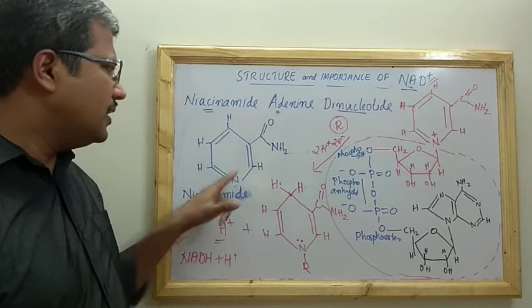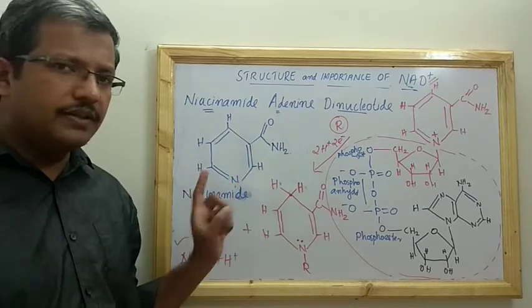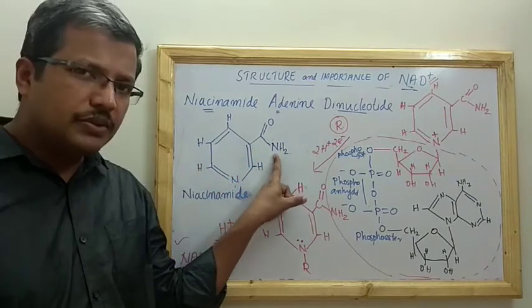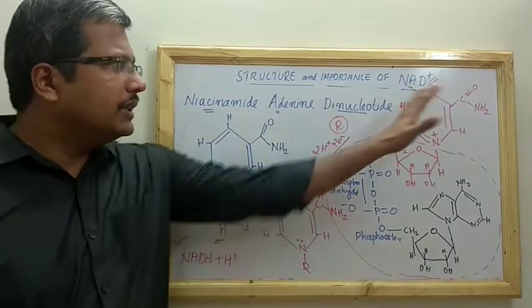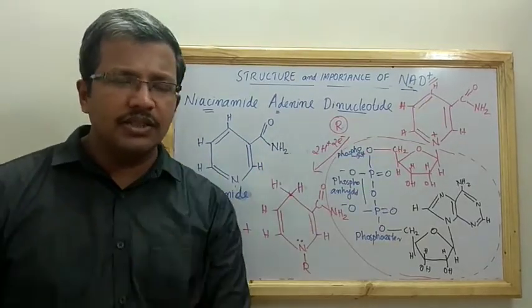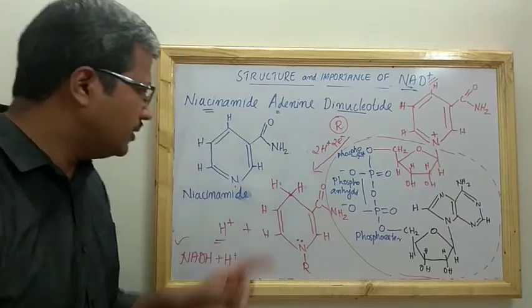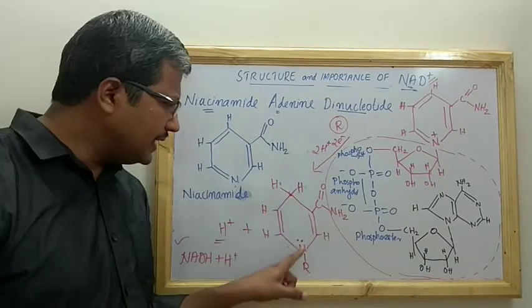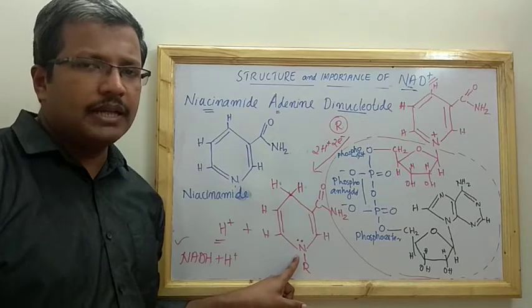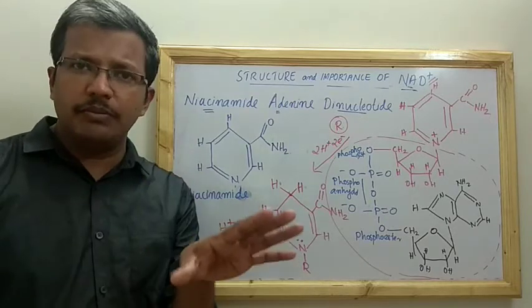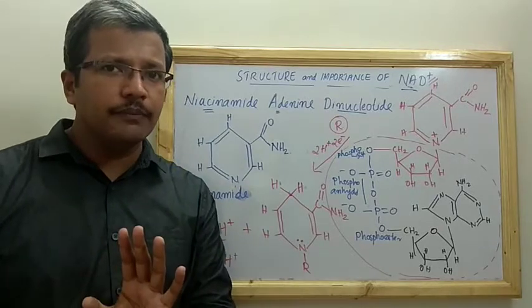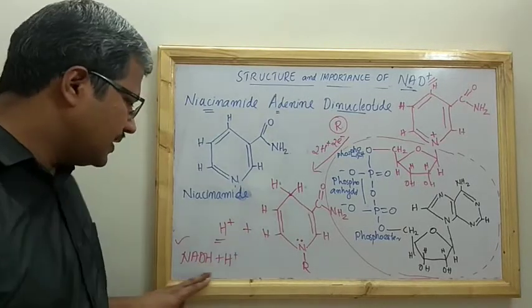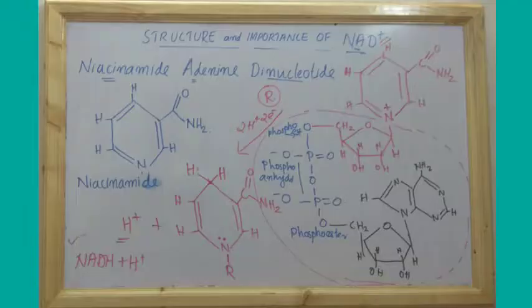Niacinamide is nothing but the amide derivative of niacin. In niacin, here you can find hydrogen. In niacinamide you can find an amino group, and that is linked. The sites of addition of electron and hydrogen are nothing but this particular carbon and this nitrogen. As a result, 2 electrons will be added, 2 protons will not be added, only 1 proton will be added. And that is why we are just writing NADH plus H plus.